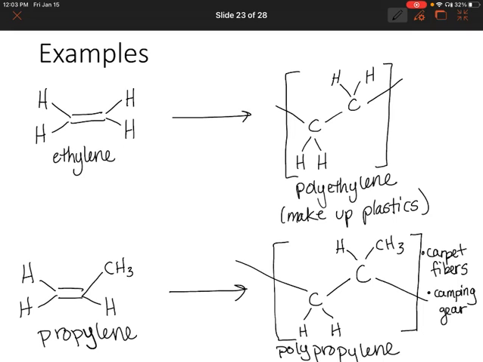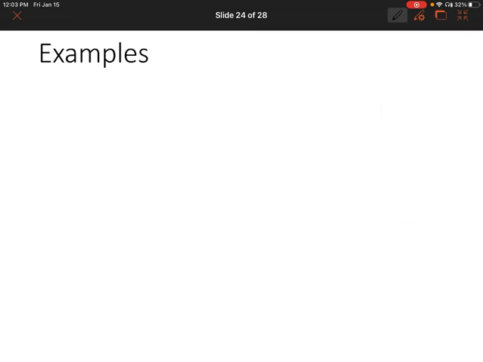Okay, another type of polymer that you may have heard of is polystyrene or styrofoam. So to make polystyrene, we start with a molecule called styrene. So it's a benzene ring with two carbons coming off of it, and there is a double bond on the very end. So when we polymerize that, we get the following.